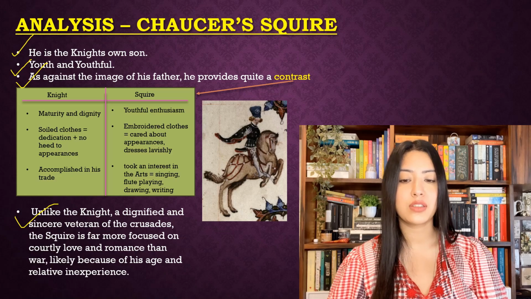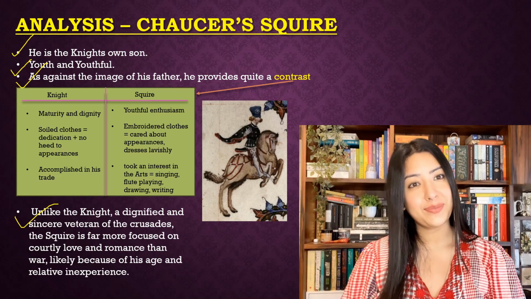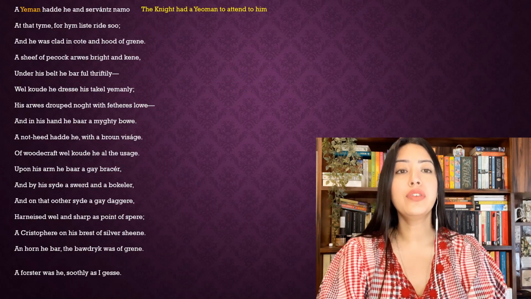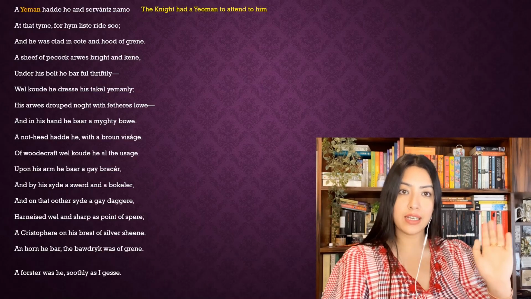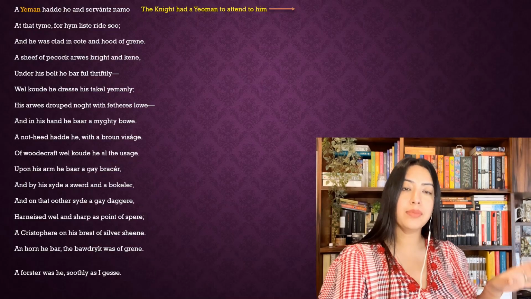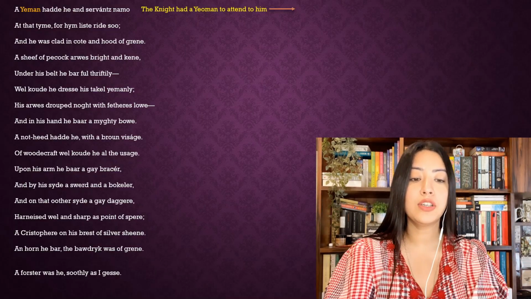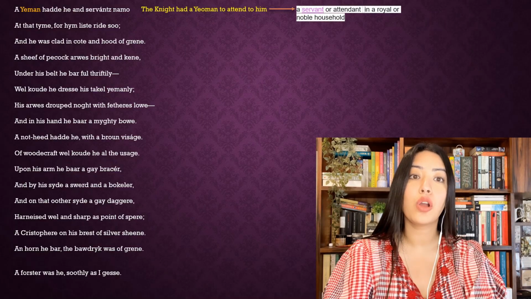The description of the squire. So now we're going to move on further. Now we're going to have a look at the yeoman. The knight had a yeoman to attend to him. So the knight and his son are traveling, and with them there's the yeoman. A yeoman is a servant or an attendant in a royal or noble household.